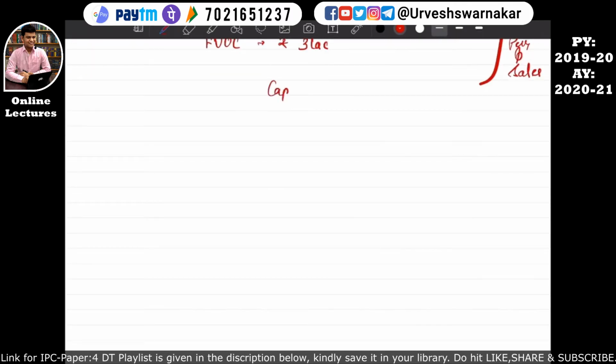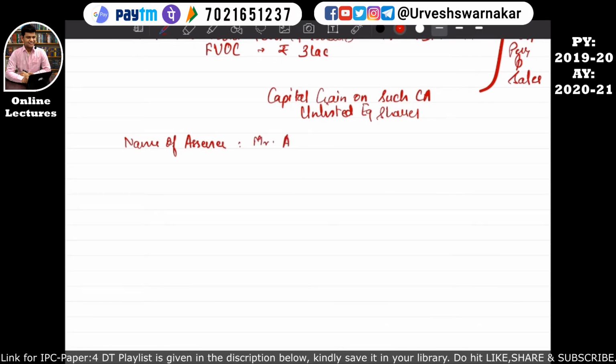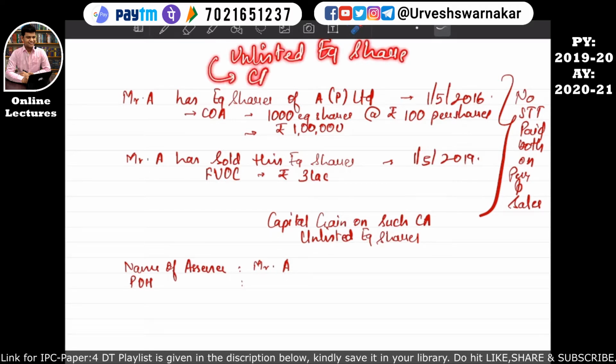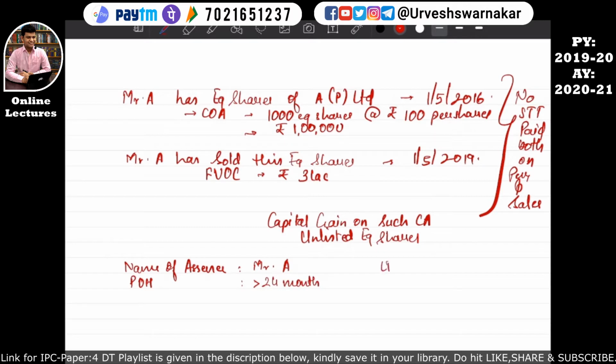So now let's calculate capital gain on such a capital asset, that is, unlisted equity shares. We will write the name of the assessee. The name of the assessee is Mr. A. The period of holding, we will write simply POH. Let's calculate that. The asset was purchased on 1st of May 2016 and sold on 1st of May 2019, so the period of holding is 3 years. If the asset is an unlisted equity share, this capital asset falls under the range of 24 months. Since the period of holding is more than 24 months, this capital asset is a long-term capital asset. So we will write over here more than 24 months. So this is a long-term capital asset. I hope this is quite clear.